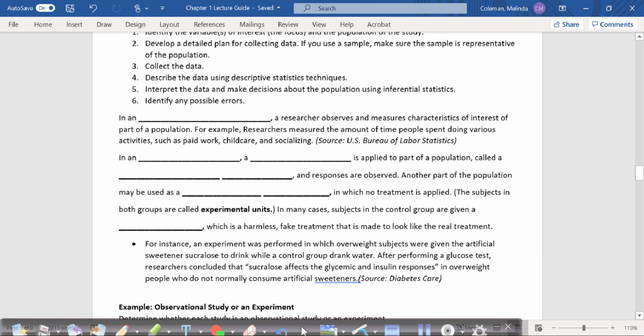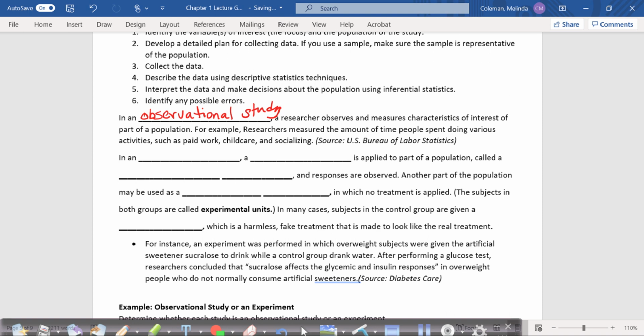So, in an observational study, a researcher observes and measures characteristics of interest of part of a population. For example, researchers measured the amount of time people spent doing various activities such as paid work, childcare, and socializing. So this is just an observational study, because you're not really doing anything but, like they said, observing, measuring, finding out what people are doing.